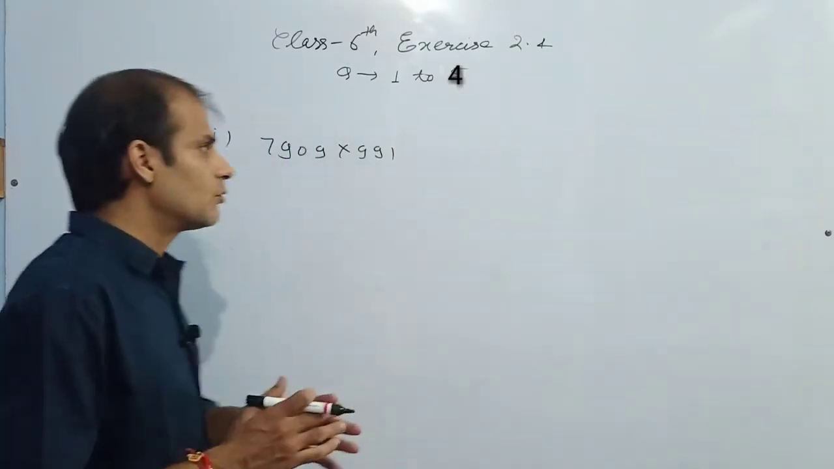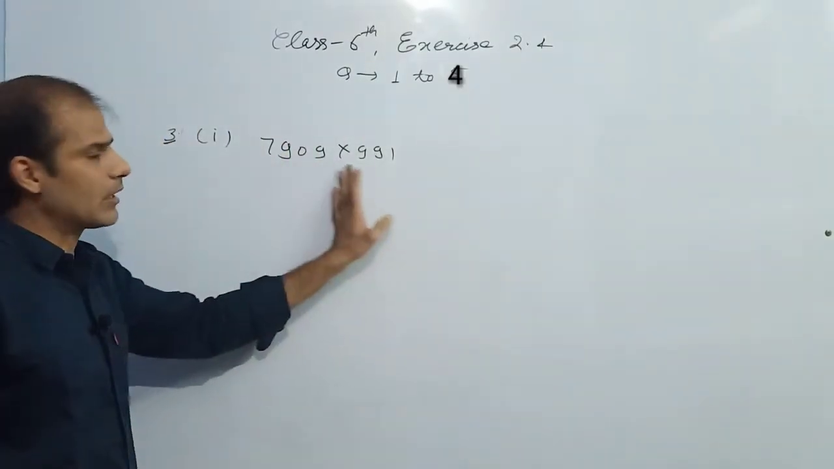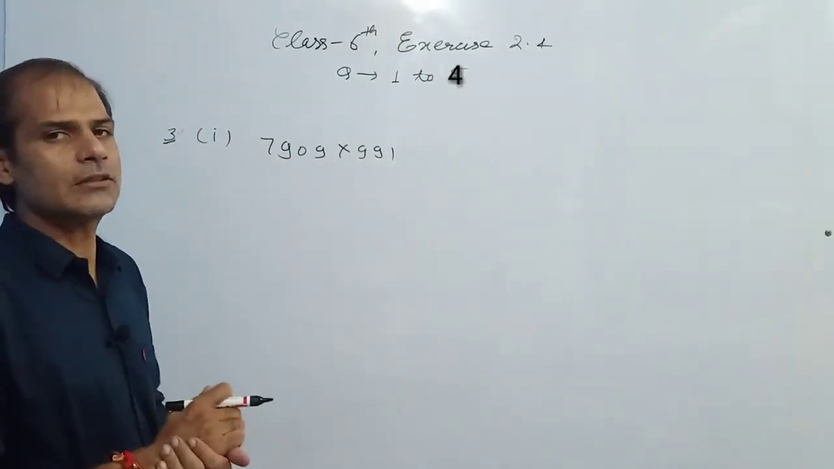Okay, third question is, so listen carefully, you have to consider a number which is a multiple of 10 and that is very close to either of the given numbers. What is the meaning of this?